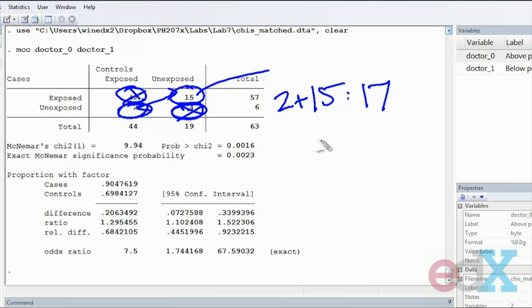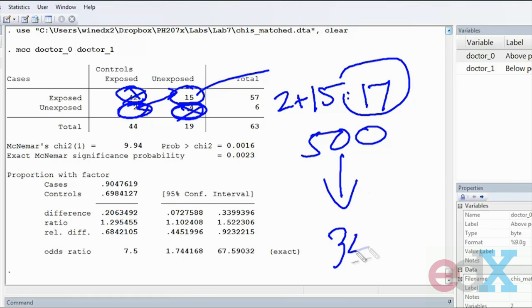So think about that for a second. I started out with a sample of 500. I did all this fancy matching stuff. And now I'm only using 17 pairs, which means I'm only using 34 data points from that original random sample that I had.